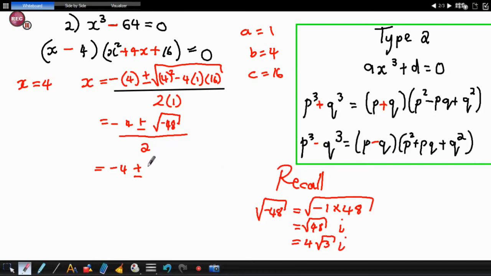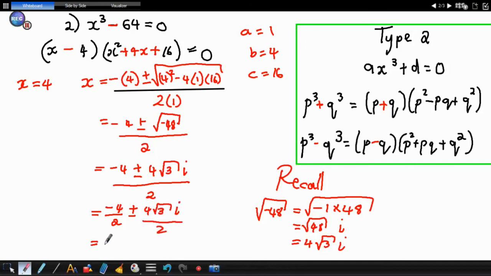Okay, so I'll go ahead and write it here. 4 square root 3i divided, guys, by 2. So now if I want to simplify this, I can separate it. Each numerator will have its own denominator. So I have negative 4 divided by 2, and then plus or minus 4 square root 3i divided by 2. So the answer you get is negative 2 plus or minus 4 divided by 2 will give you 2, and then you have a square root of 3i, which remains there. And that's your answer for number 2.